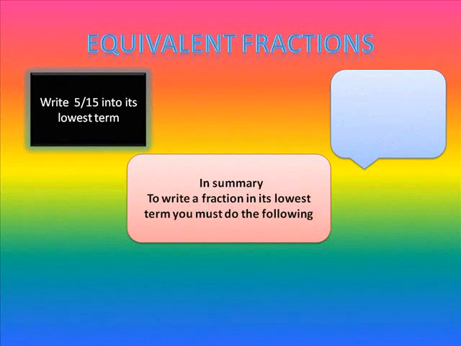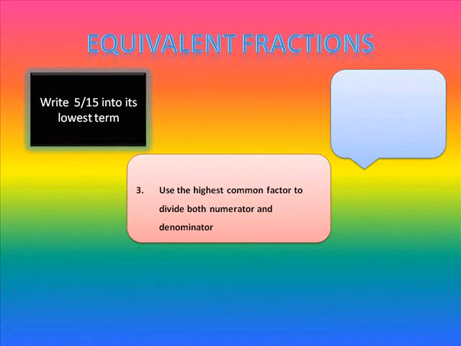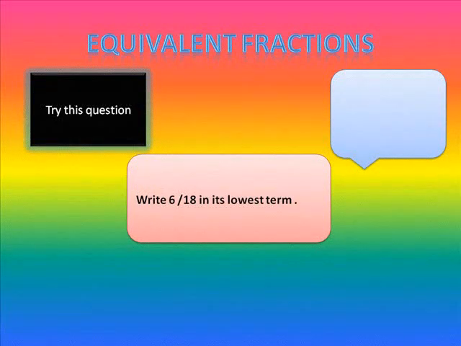In summary, to write a fraction in its lowest term, you must do the following. 1. Find the factors of both numerator and denominator. 2. Identify the highest common factor of both numerator and denominator. And 3. Use the highest common factor to divide both numerator and denominator. Try this question. Write 6/18 in its lowest term. Did you get 1/3?